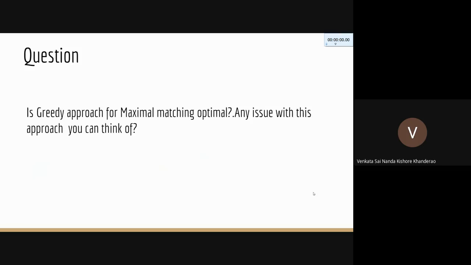The answer is no. Let's take an example where we consider a path of length 3 with two edges of weight 1, and the middle edge of weight 1 plus e. The greedy algorithm results in a single-edge matching of weight 1 plus e, while the optimal value for this problem would be 2. So this is not an optimal approach, because it is supposed to be 2.